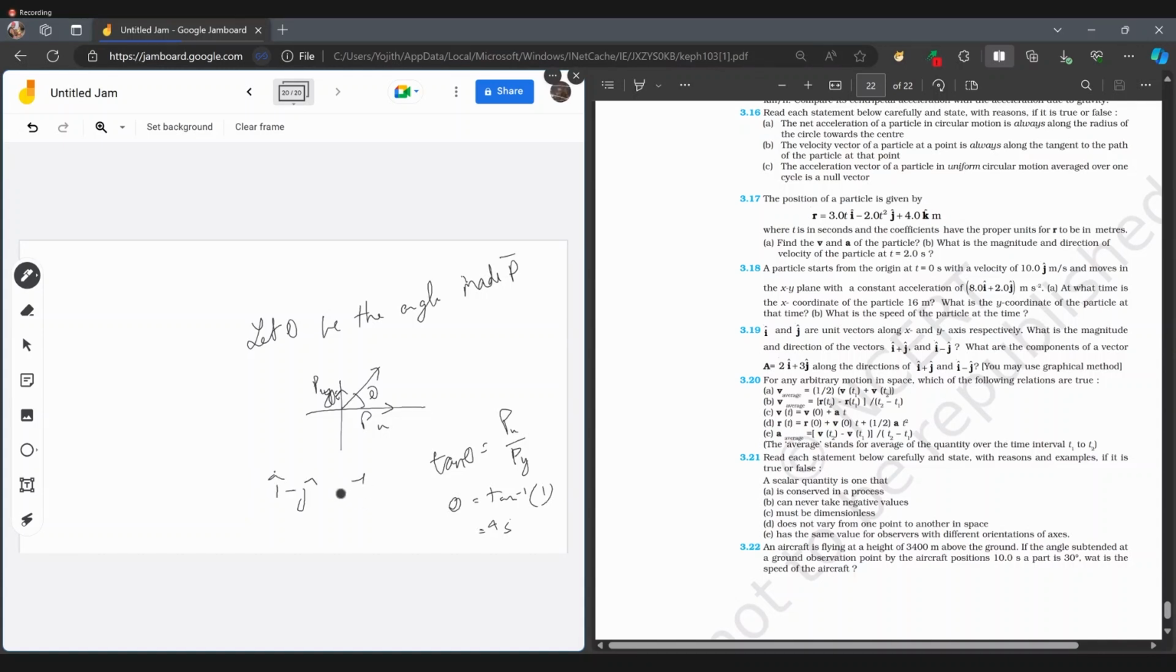It's minus 1, so it will be this. It looks like this. i plus j cap will be like this. For i cap minus j cap, the magnitude also comes to root 2, so it will be like this. For i cap plus j cap, you will be getting it upward, and for i cap minus j cap you will be getting it downward.